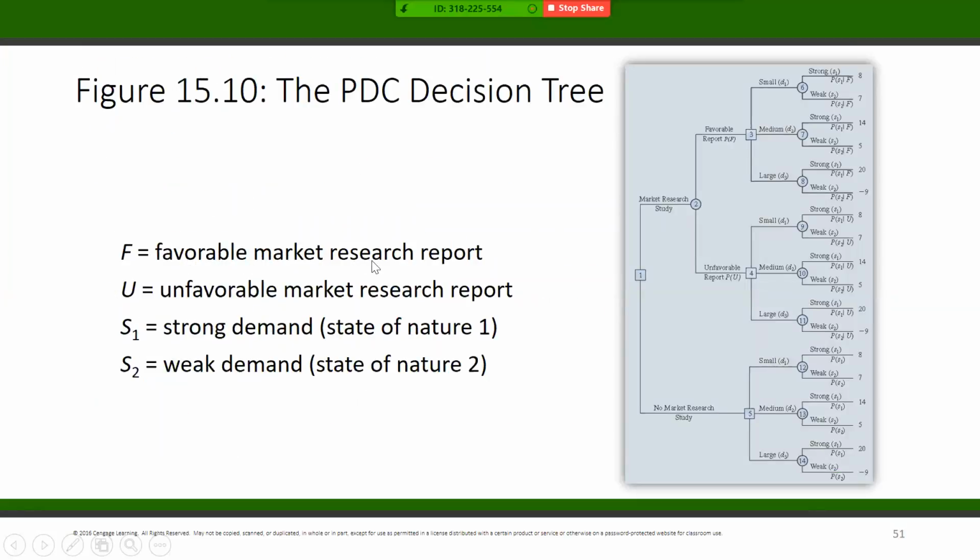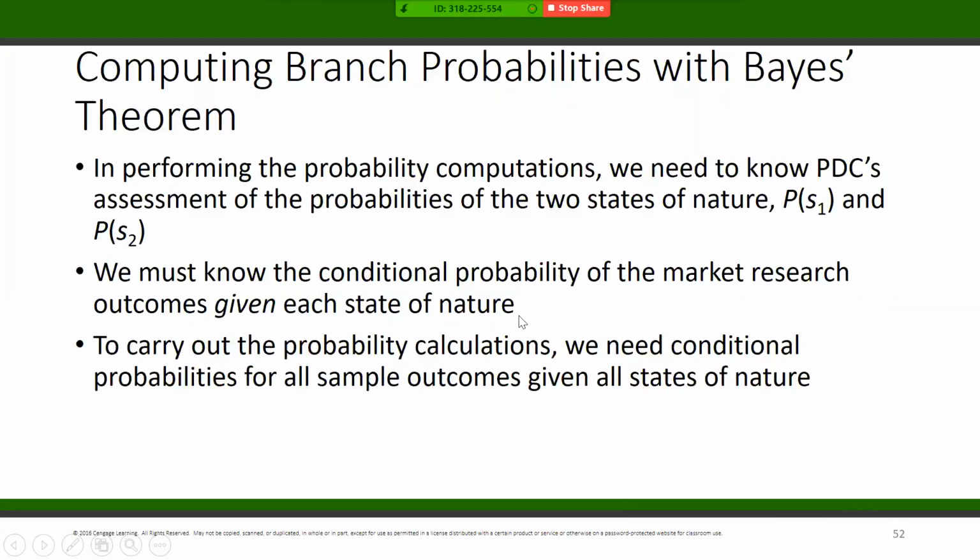So F is a favorable market research report. U is an unfavorable market research report. S1 is strong demand, state of nature 1, and S2 is weak demand, state of nature 2. And so this is our PDC decision tree with all of this information. This is strong, this is weak, so this is the probability of S1 given it's F, which is favorable. Those are going to be for the favorable report. Now this is the unfavorable report, so these are the probabilities of the different states given it's unfavorable, and then these are just the probabilities of the states of nature. So these are going to be changing depending on if they're favorable or unfavorable.